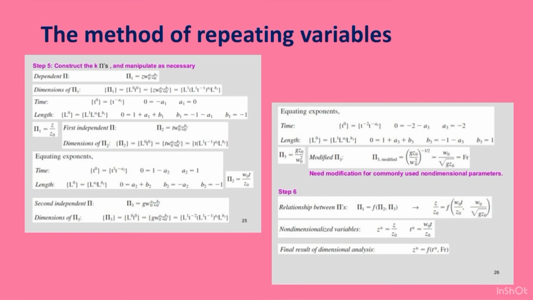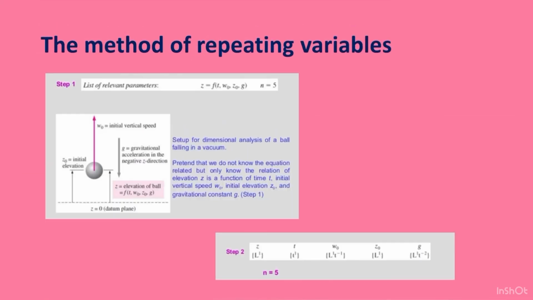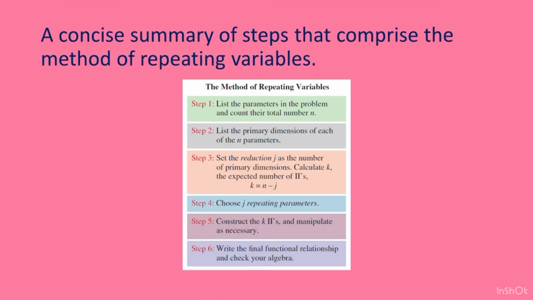So this is step 5, which is that we have to construct the pi and manipulate as necessary. And this is step 6. What is step 6? Write the final functional relationship and check your algebra.